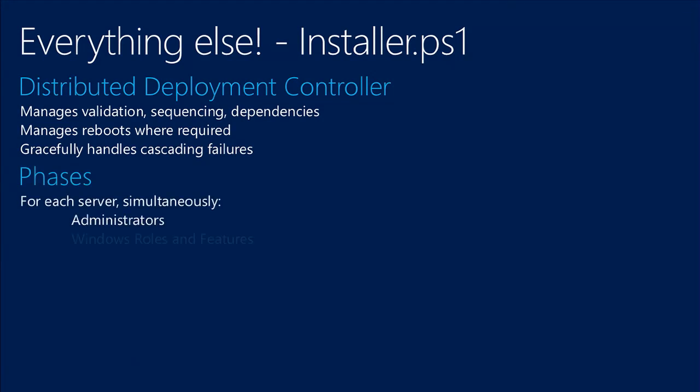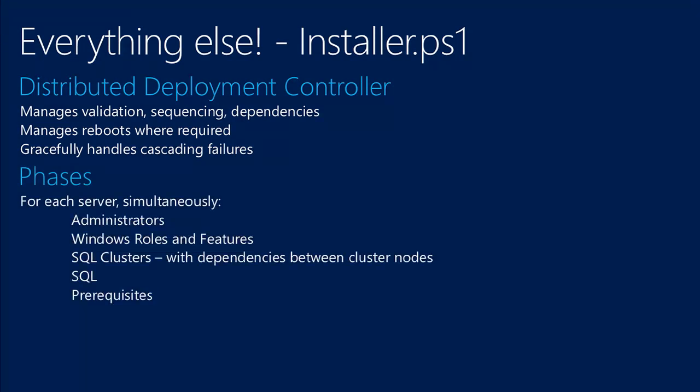It works in a number of phases. It will add service accounts where required to the local administrators group. It will install Windows roles and features. It installs SQL, both clusters and standalone instances, and then it will install a whole set of prerequisites. With the exception of the SQL clusters, these have no dependencies, right? If it's installing a SQL cluster, it manages the dependencies between nodes in that cluster, but there are no other dependencies in this. Every machine in a deployment can do all of this without checking anybody else before it gets to the point where there's a dependency.